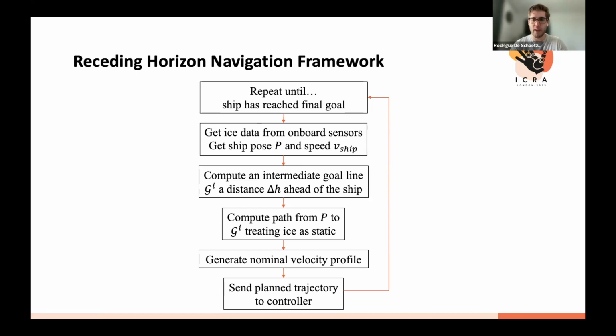We treat the ice as static when computing a trajectory, but we frequently run updates of the algorithm to account for ship-ice collisions and ice movement. We therefore enforce low planning runtime for each iteration in order to achieve high planning frequency. In the next slides, we describe the path planning module of our navigation framework.